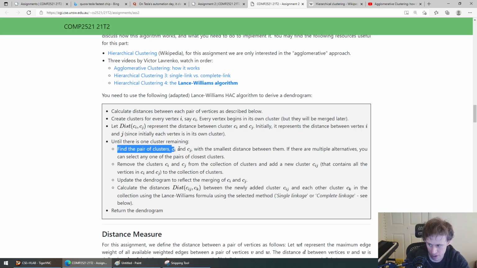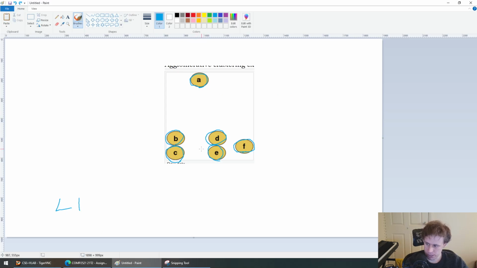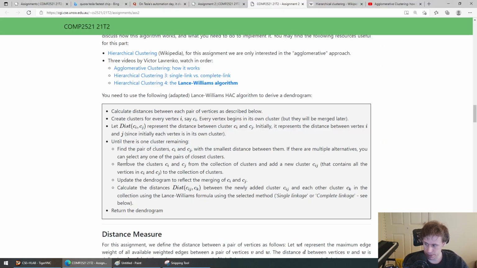We find the pair of clusters with the smallest distance between them, right? And if there are multiple alternatives, you can select any one of those pairs of closest clusters. So we look at our clusters here, and we say which ones have the smallest distance between them. And the answer is B and C, say, for instance. Okay, so we found the ones with the smallest distance.